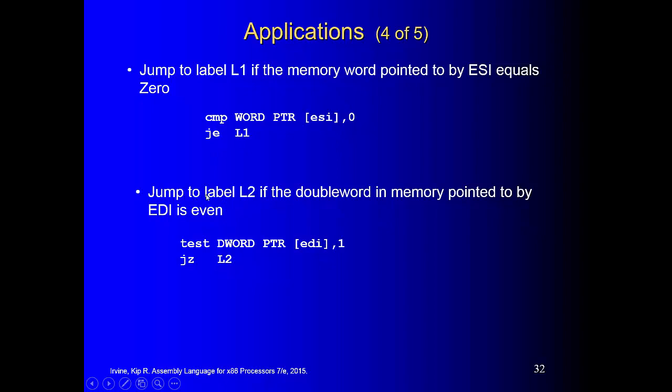This jump is going to jump to label L2 if the double word in memory pointed to by EDI is an even number. So to test whether a number is even or odd, you need to use the TEST operand with 1, or AND operand with 1. I want to know whether EDI is pointing to an even number or an odd number. We need to compare the double word pointed to by EDI with 1. Then if it's 0, that means you found an even number. You jump to L2 and do even number processing.